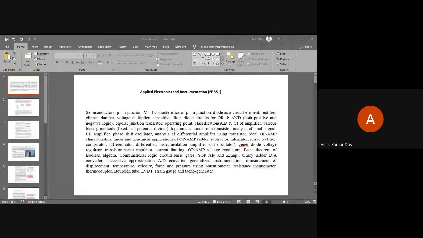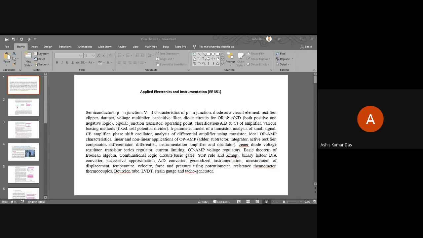Karnaugh, Carnot map. So up to this is the applied electronics part. Then we have some part that is called the instrumentation, that is the binary ladder DA converter. So we have to study the digital to analog converter, and one type of it is the binary ladder type DA converter.